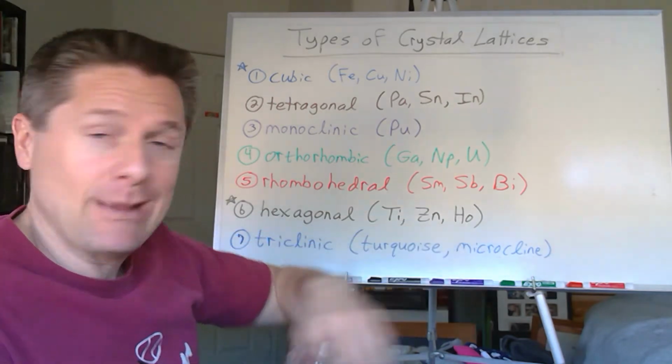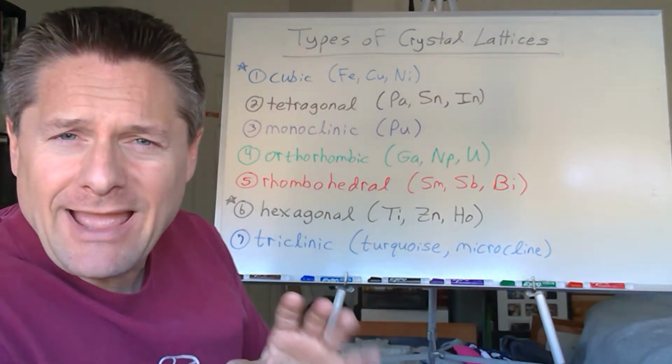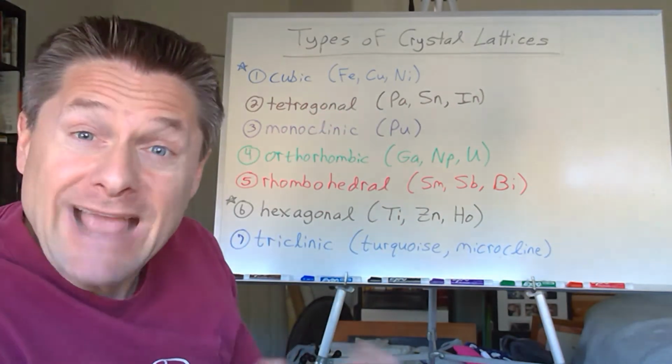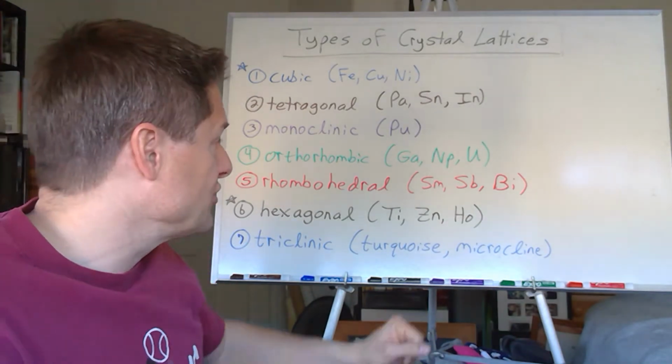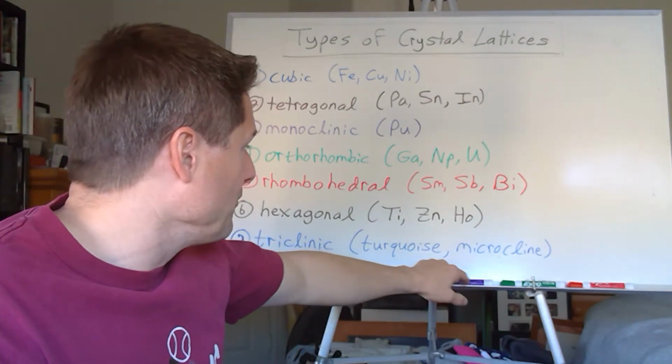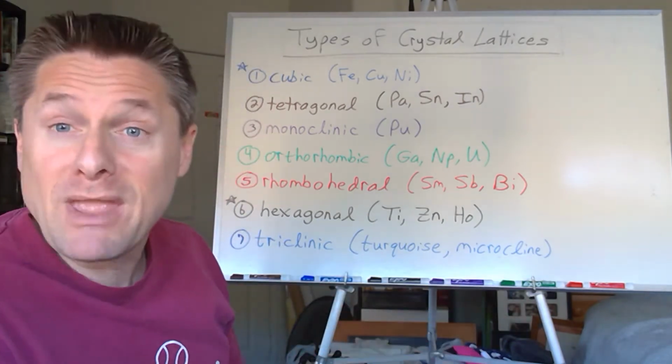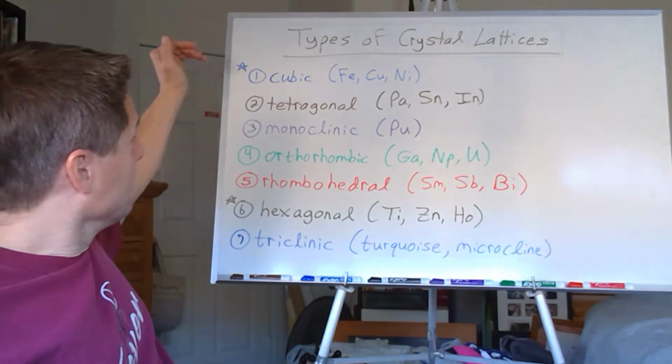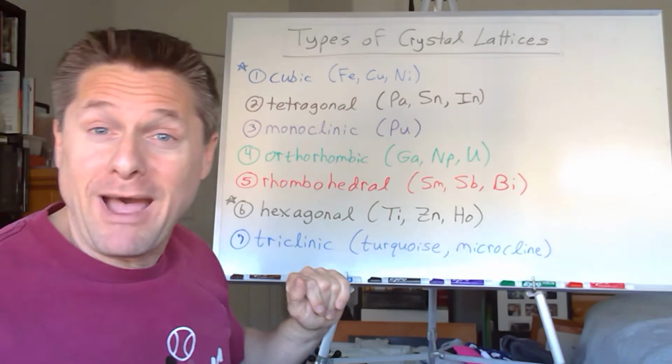So titanium, zinc, holmium. And then triclinic, I had trouble just off a first glance finding any metallic elements that had a triclinic crystal structure. But a couple of minerals, turquoise you probably heard of, a microcline maybe. So kind of fun stuff. So let's zoom in on the stars, my friends.